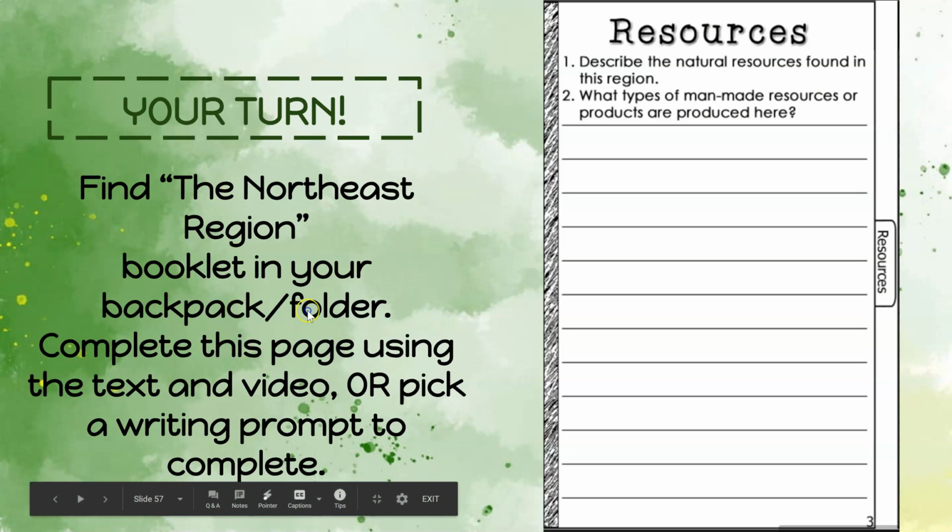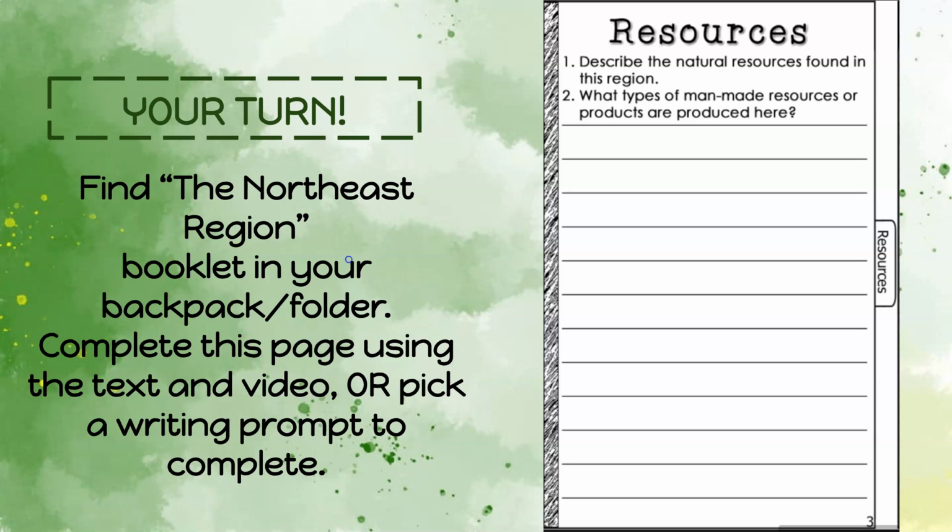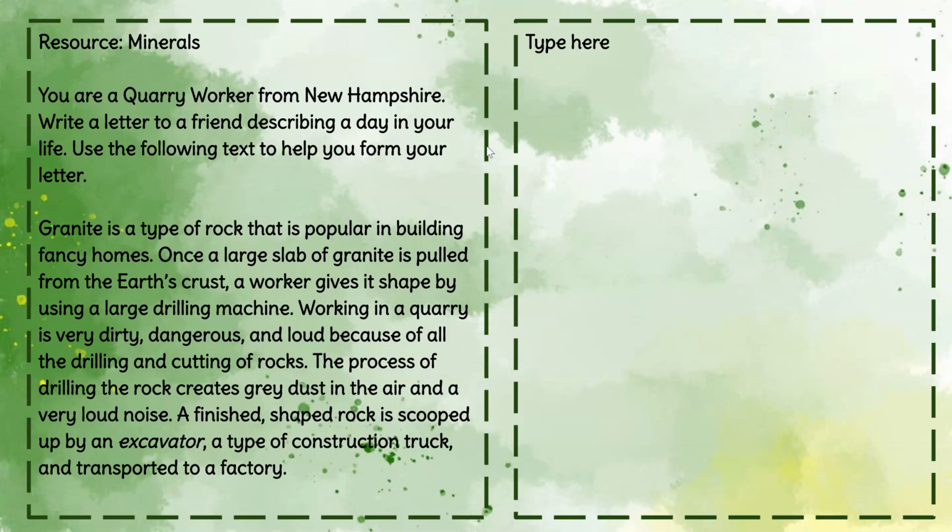It's now your turn. Boys and girls, if you are in Miss Pipitone's class, you will work on this page of your Northeast Region booklet. Be sure to describe the natural resources found in this region. Describe the types of man-made resources or products that are produced here. Once you are done that, you will pick one writing prompt to respond to. You will focus on the resource of minerals. Pretending that you are a quarry worker from New Hampshire, you'll write a letter to a friend describing a day in your life. Use the following text below to help you form your letter.